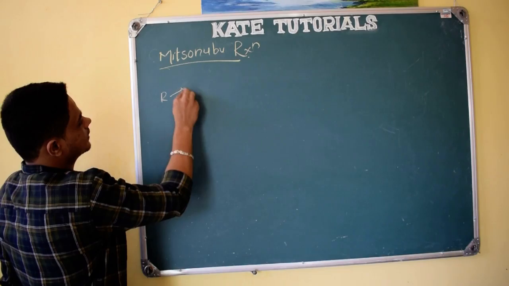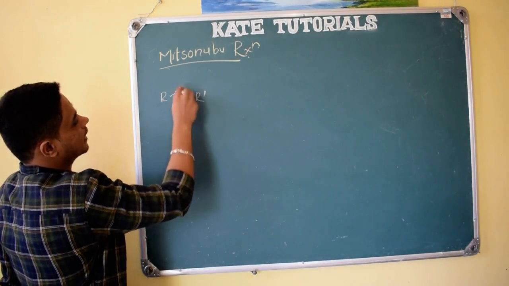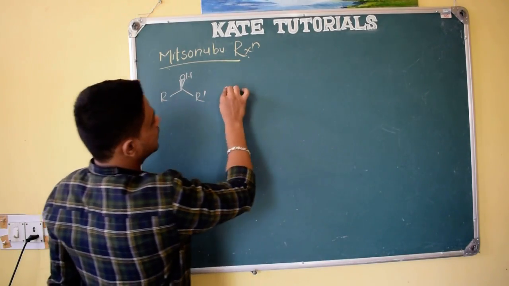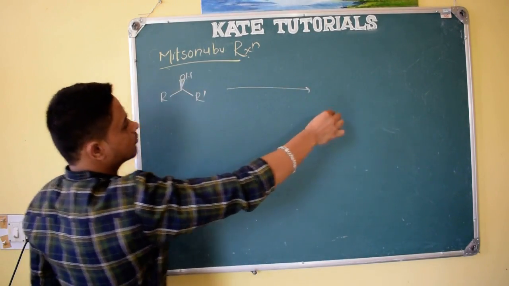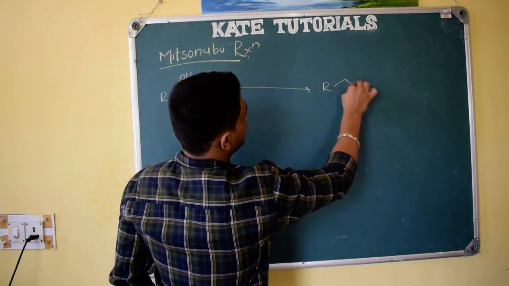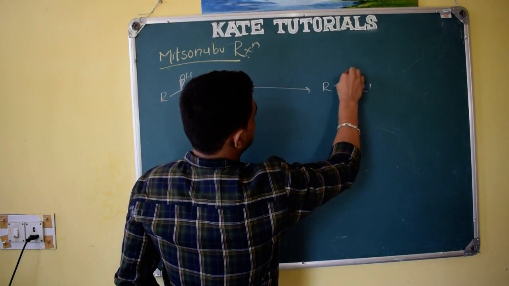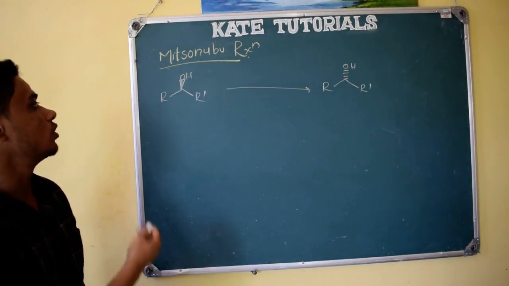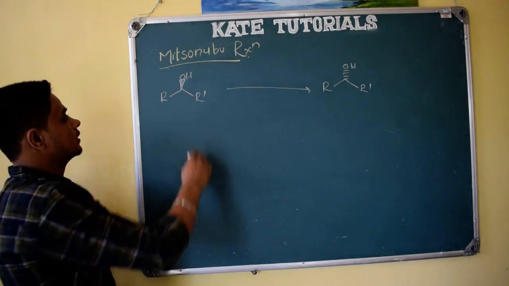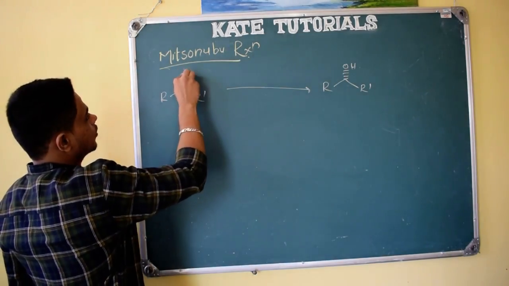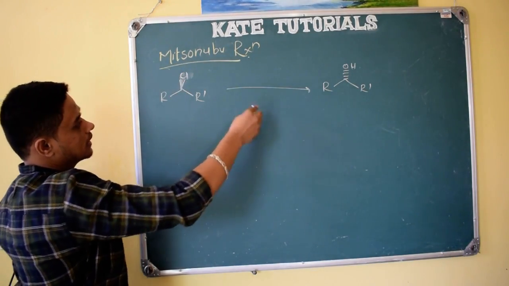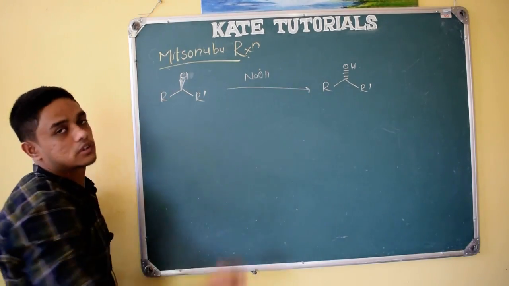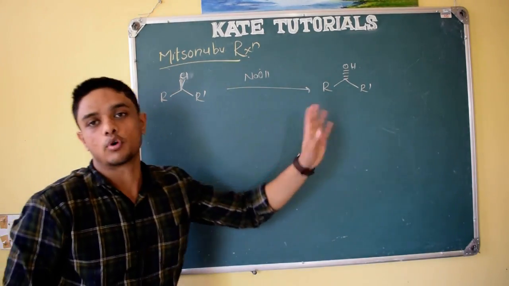See, consider this is alcohol, R dash, and here OH is above the plane. I want the same alcohol but inverted in configuration, like this OH. So you will say SN2 reaction. If you do it, we will get the compound, right? Instead of OH, if I have chlorine and you add NaOH, it will do SN2 reaction with inversion of configuration, and we get the product.